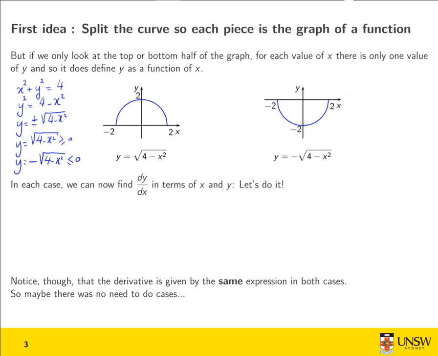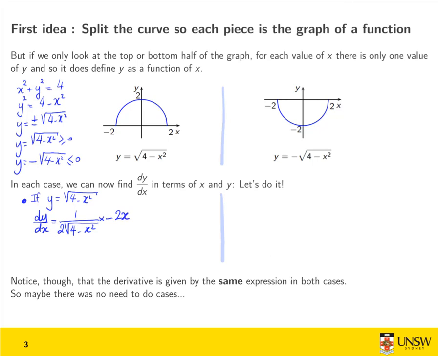So now we can actually find the derivative we were after, and we're going to do it for each of these two functions. Let's start with the function y is equal to the square root of 4 minus x squared. dy/dx, that's the derivative of a square root. We recognize the chain rule, so it's 1 over 2 times the square root. Keep the inside function unchanged and multiply by the derivative of the inside function.